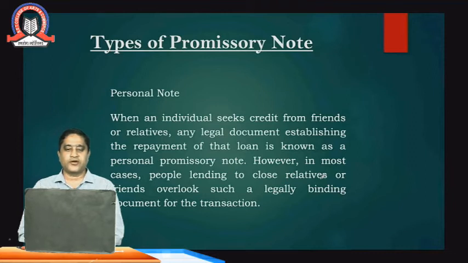Personal note: where an individual seeks credit from friends or relatives, any legal document establishing the repayment of the loan is also known as a personal promissory note. However, in most cases, people lending to a close relative or friend overlook such a legally binding document of the transaction. So the personal promissory note is also a type of promissory note, wherein the person who takes the loan binds himself, so that if he fails, the other person is liable to pay the amount.